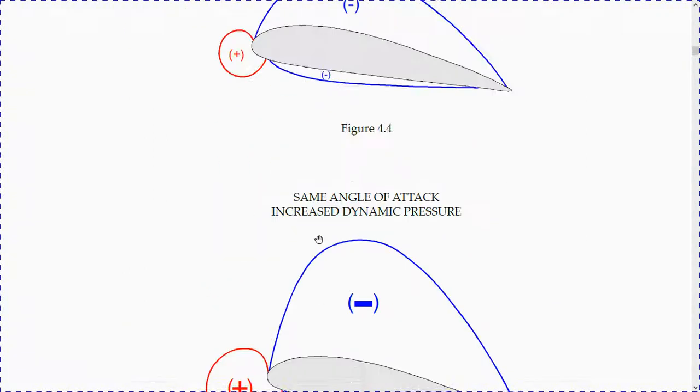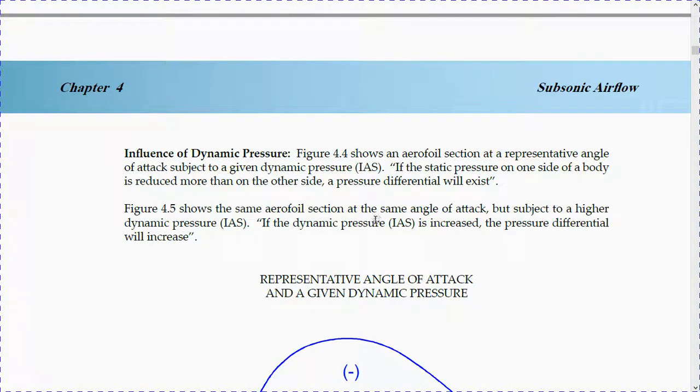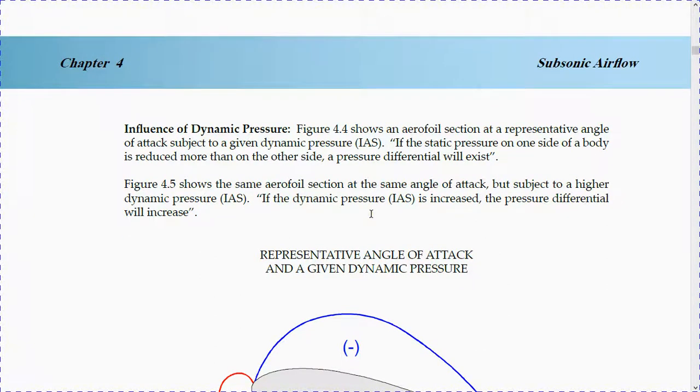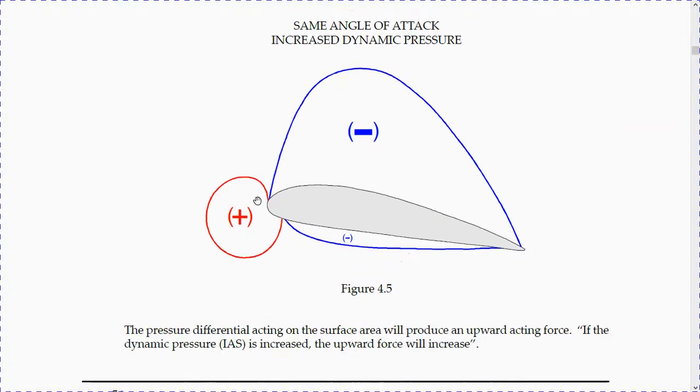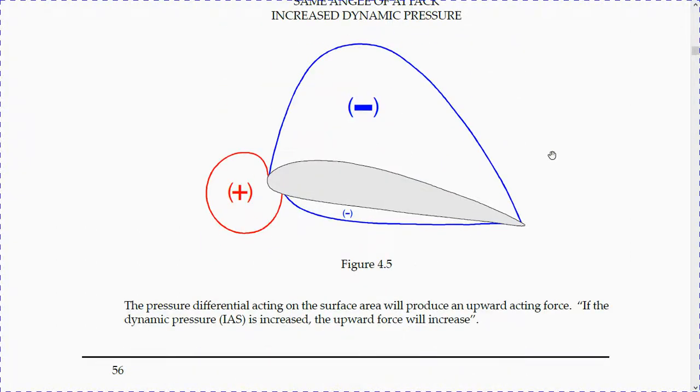As we can see in figure 4.5 here, same airfoil at the same angle of attack, but subject to a higher dynamic pressure, so more flow of air, higher indicated airspeeds. If dynamic pressure is increased, the pressure differential will increase, of course. There is a higher area of low pressure here. This is the same angle of attack, just the relative flow is faster here, so it's creating more lift.